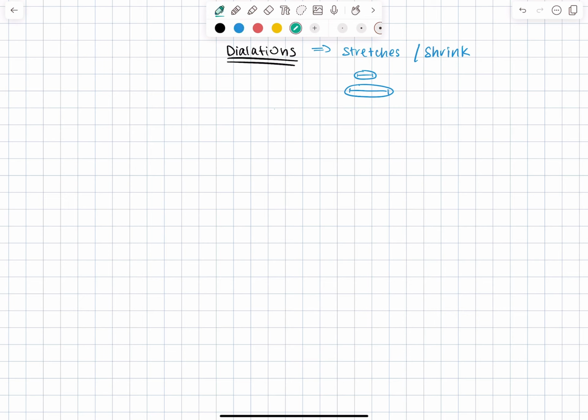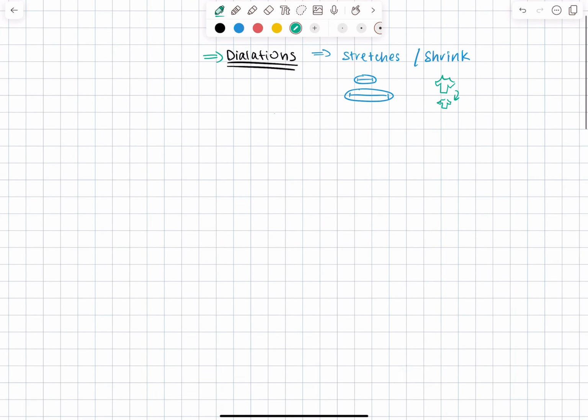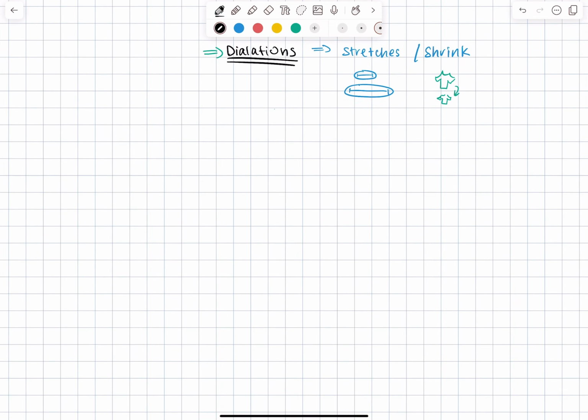Whereas if you have your favorite t-shirt and you put it in the washing machine and it becomes smaller, that's an example of a shrink. So it's the same shirt, you just transformed it. And that's what a dilation is. So let's look at dilations on graphs.